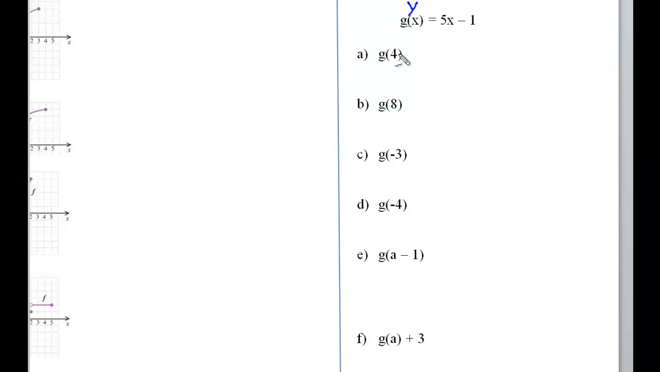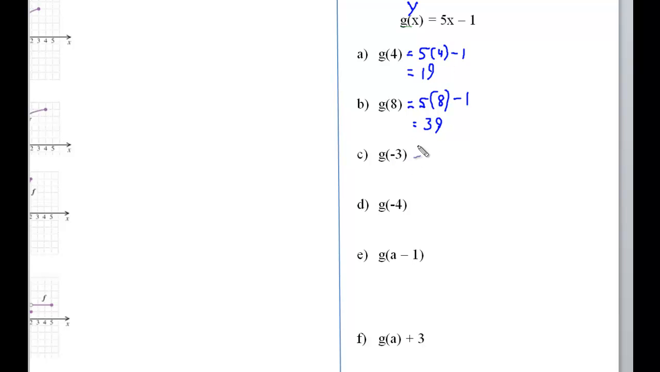So this is g of 4, so what I'm going to do is plug 4 into my equation here. This is going to be 5 times 4 minus 1, 20 minus 1, 19. And this is just straight substitution. G of 8 is plugging 8 in for the x, so this is 5 times 8 minus 1. You go 40 minus 1, and that's going to be equal to 39.